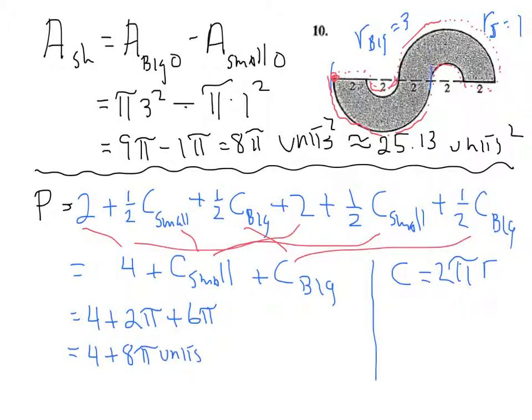And of course, we can multiply this out and figure out what 8 pi is, 25.13 or so. So that gives us 4 plus 25.13, or a total approximate answer of about 29.13 units.